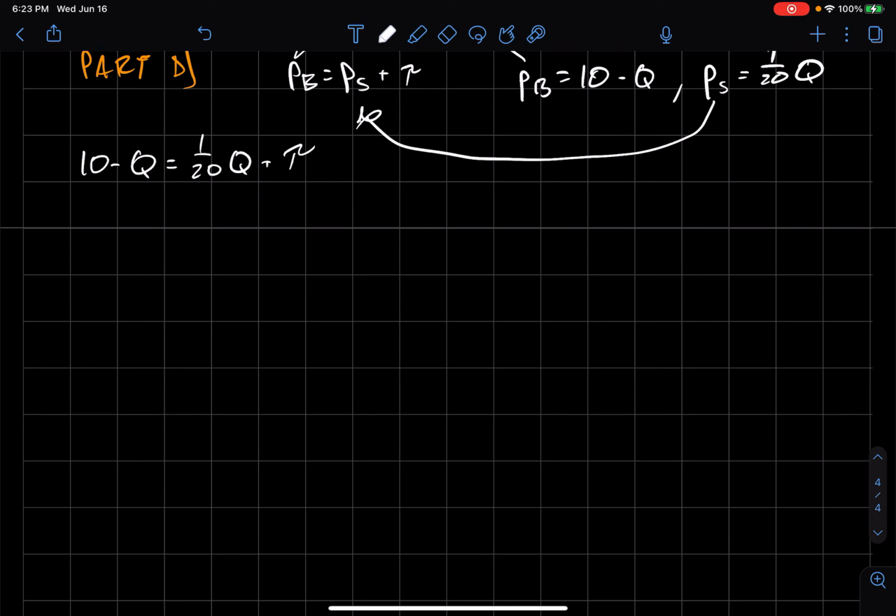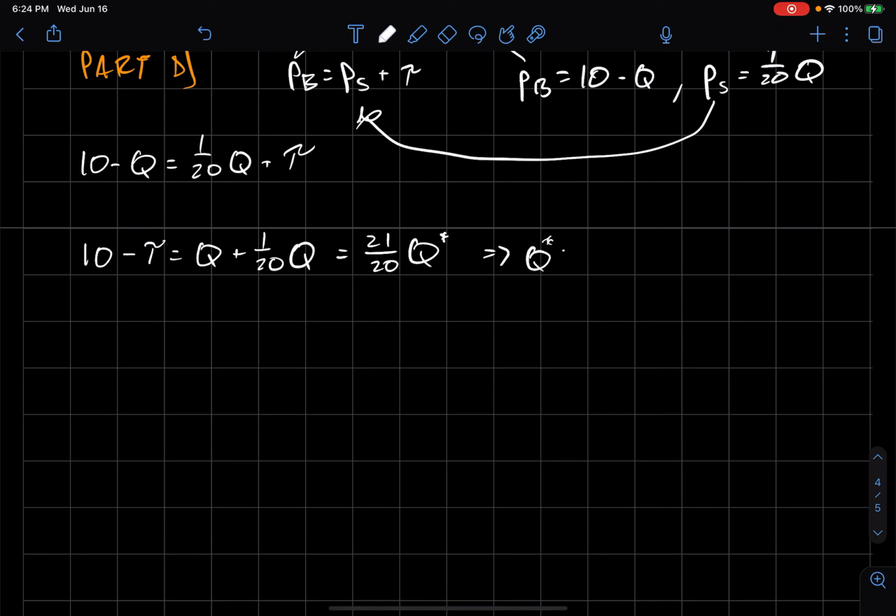And then combining like terms gives us 10 minus tau is equal to Q plus 1 over 20 Q, which is 21 over 20 Q. Okay, so there's a 21 showing up here, which is nice. And then we'll just rearrange this. So we have Q star is equal to 20 over 21 times 10 minus tau.